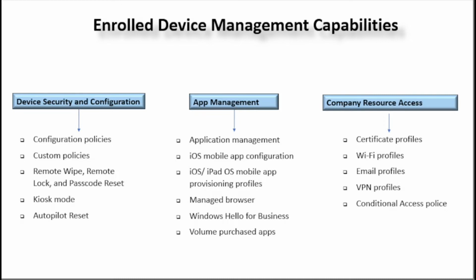We can configure Windows Hello for Business for secure authentication. We can configure volume purchase applications and create profiles such as Wi-Fi profiles, email profiles and VPN profiles, as well as configure a conditional access policy to allow or deny access to corporate resources based on certain conditions.